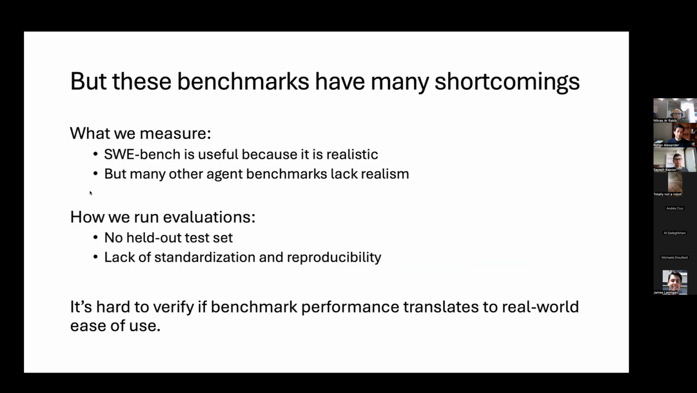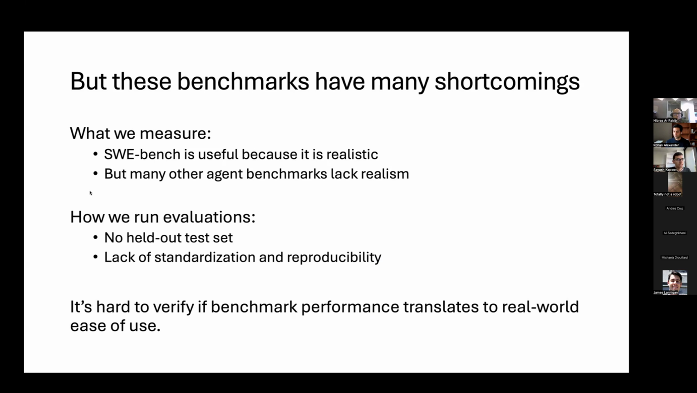But at the same time, existing benchmarks also have many, many shortcomings. One is that these benchmarks are often not useful in the real world, so they don't measure something that's actually of relevance in the real world. Another is that oftentimes we don't really have basic ML hygiene. One of the things that is textbook ML knowledge is that we need to have a held-out test set when we're evaluating models or agents for real-world performance.